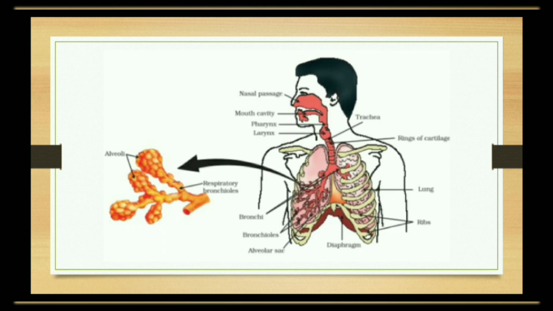Now here is a diagram showing the respiratory system of humans. First, the air goes through the nasal passage, meaning our nose. Then the fine hairs of our nose purify the air. Then it goes to the pharynx, then to the larynx, then to the trachea, and then to the lungs.